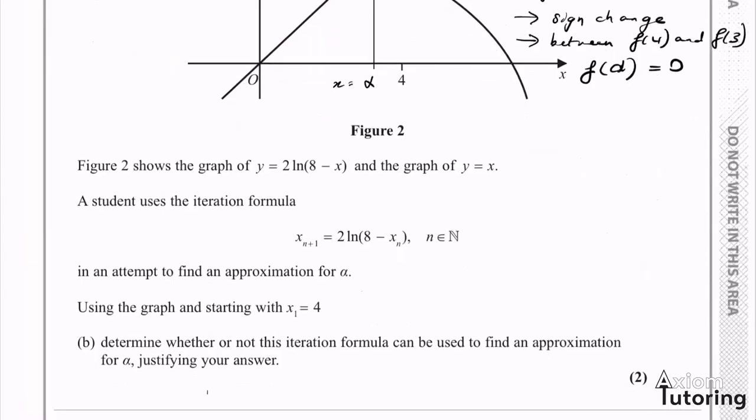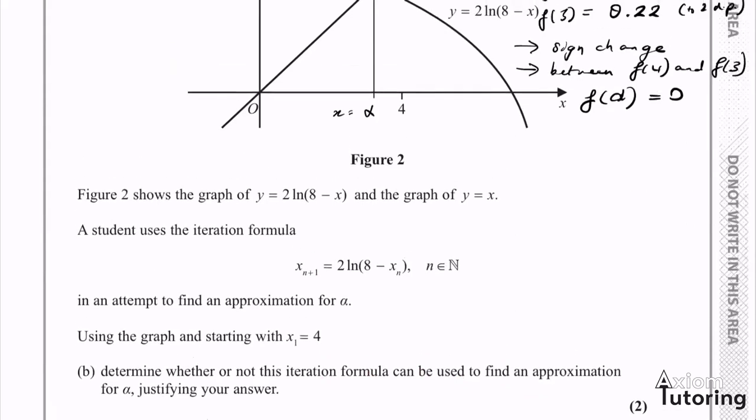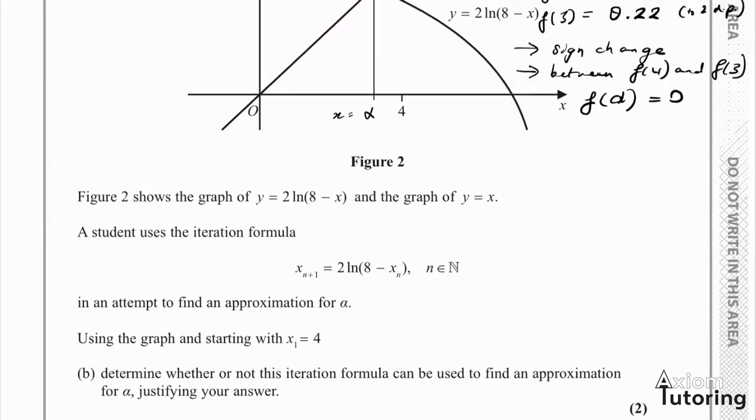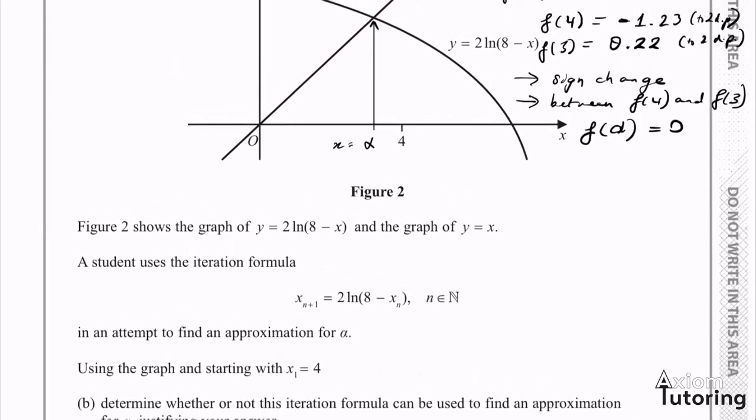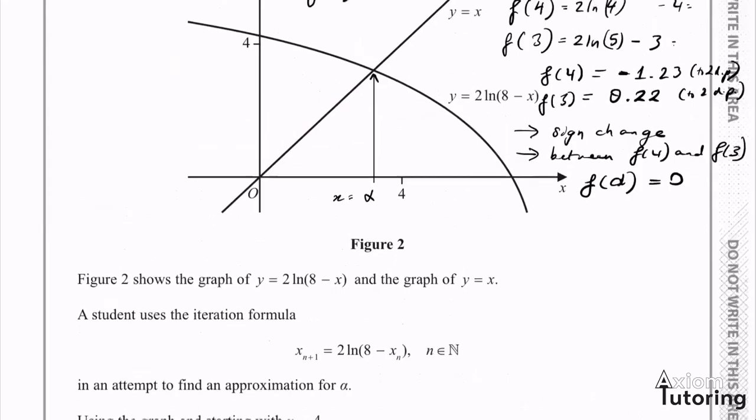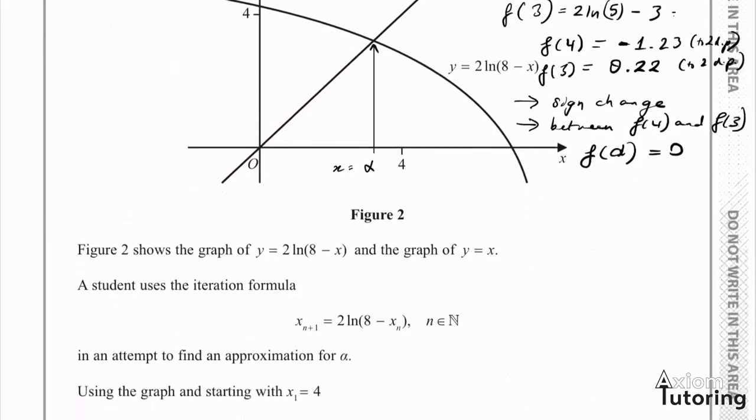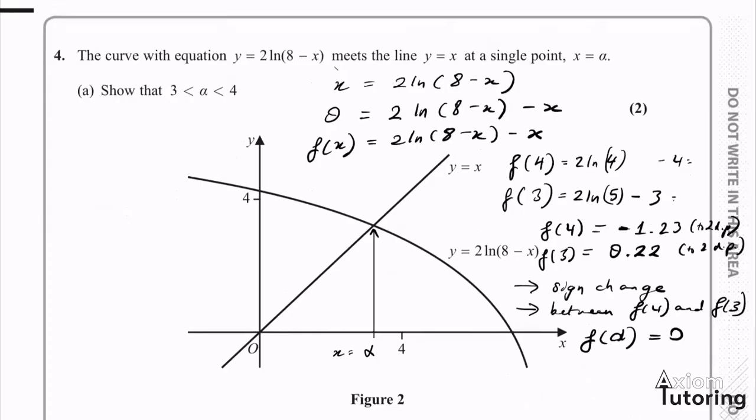So the student uses the iteration formula that we have here in an attempt to find an approximation for alpha. So using the graph and starting with x equals 4, determine whether or not this iteration formula can be used to find an approximation for alpha. Okay, so we want to see if we can use this iteration formula, and we need to justify it by using the graph, starting with x of 1, which is 4.